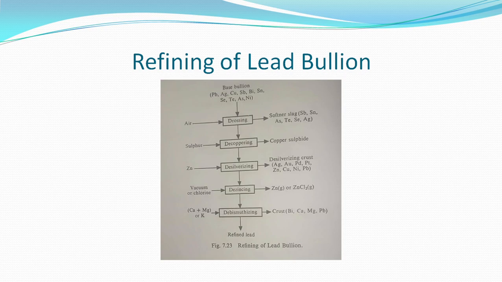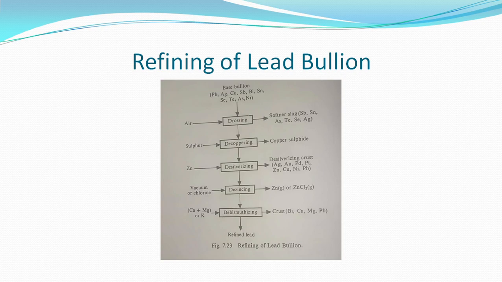Next impurity is silver. So they are adding zinc to silver. When zinc is added to silver, silver is removed. For that reason, it is called desilverizing. So what does the desilverizing crust consist of? Ag, Au, Pb, Pt, zinc, copper, nickel, lead. These are the things which are formed by desilverizing.